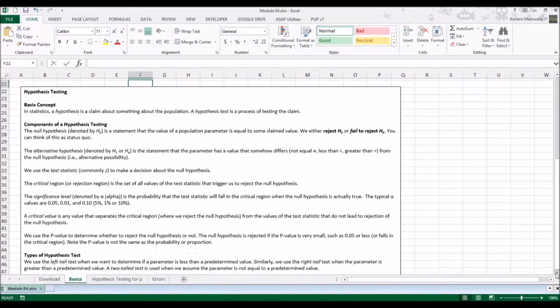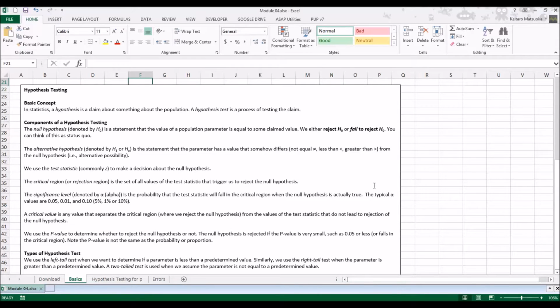For example, what does it mean to reject the null hypothesis, or fail to reject the null hypothesis? What is a hypothesis? What's the difference between the null hypothesis and the alternative hypothesis? You should know what the test statistic is, critical region, significance level, critical value, and then the p-value.